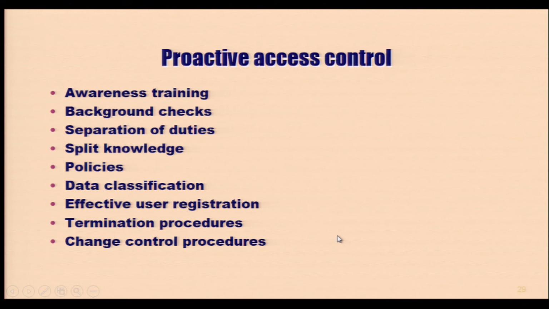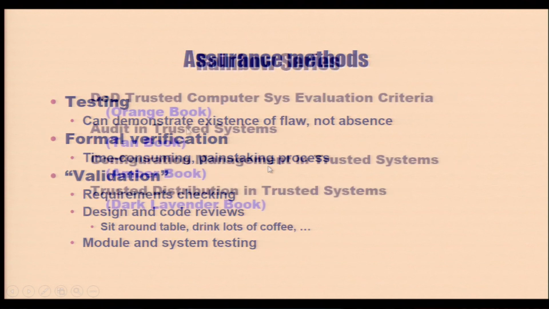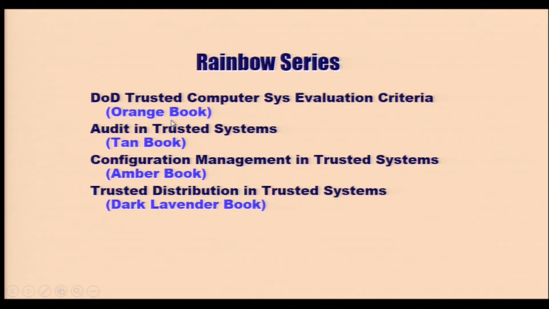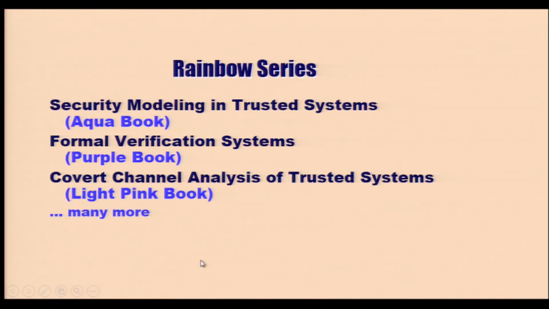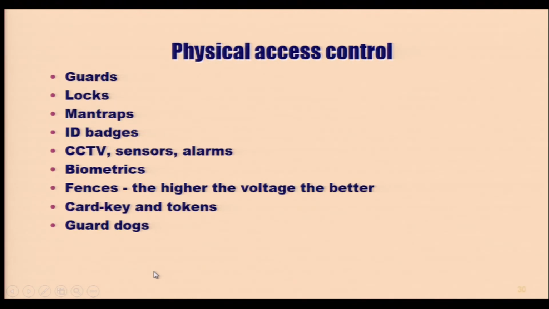The content of the book is clear: awareness training, background checks, separation of duties, split knowledge, policies, data classification, effective user registration, termination procedures, change control procedures. But the degree to which validation, verification and testing can happen differs from book to book. As you progress, the orange book is the default, very easily maintainable one, but it is very simple. Dark lavender book, very expensive. Light pink, more and more expensive. Covert channel analysis. As we progress in this rainbow series, we have more and more cost associated with it.